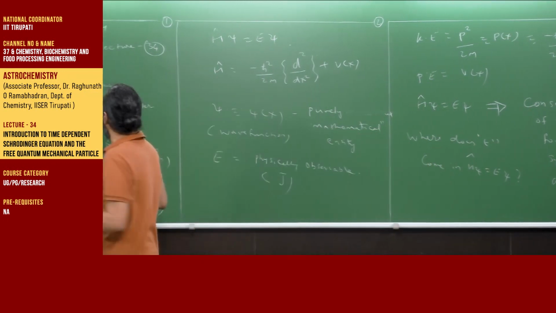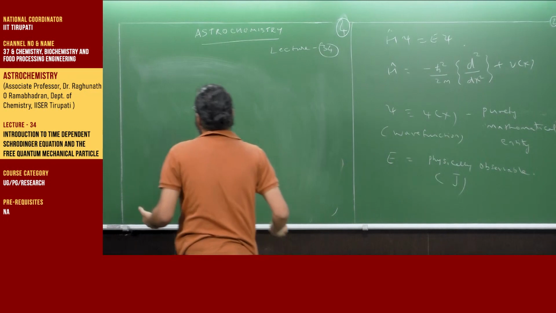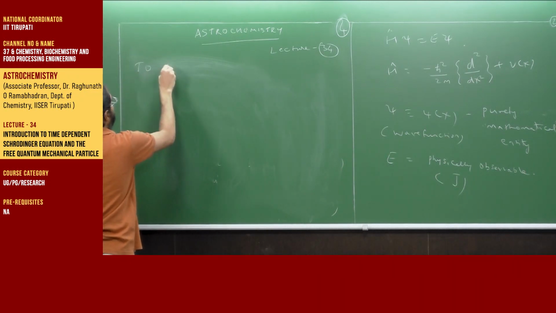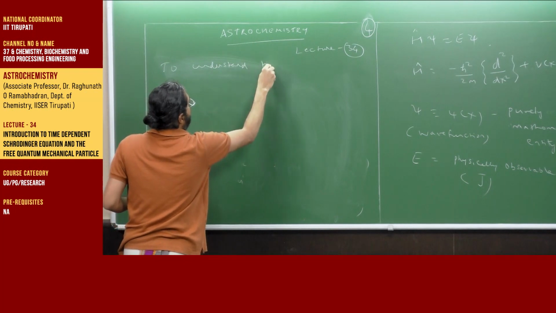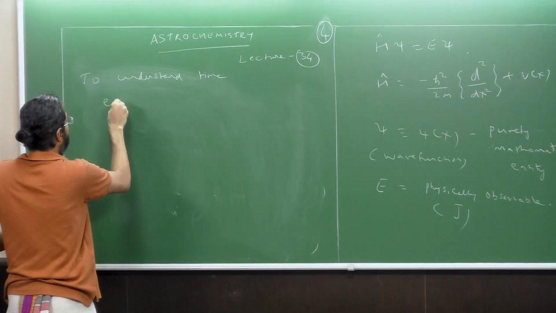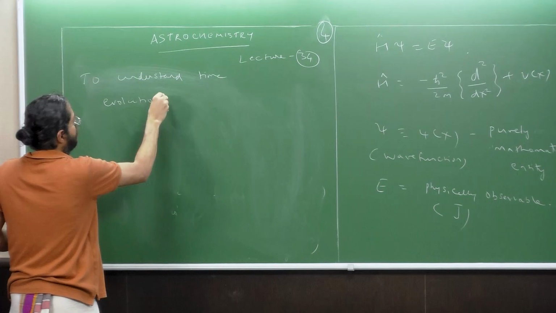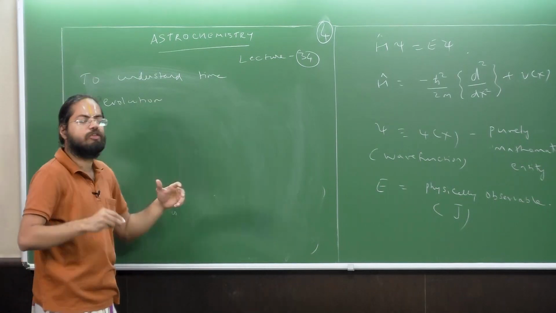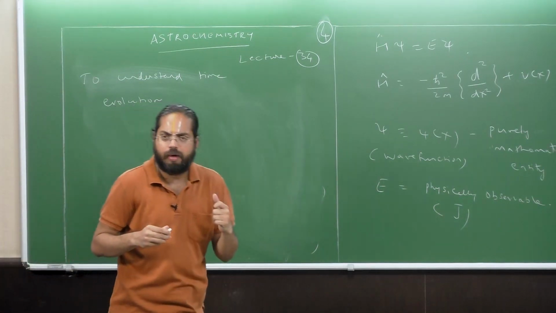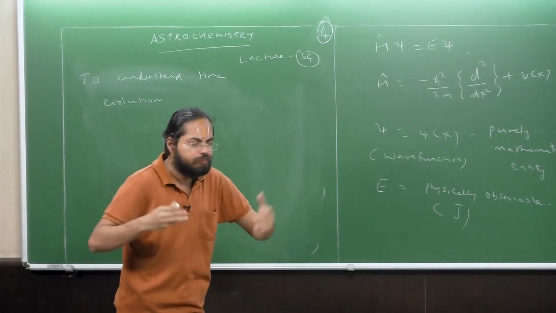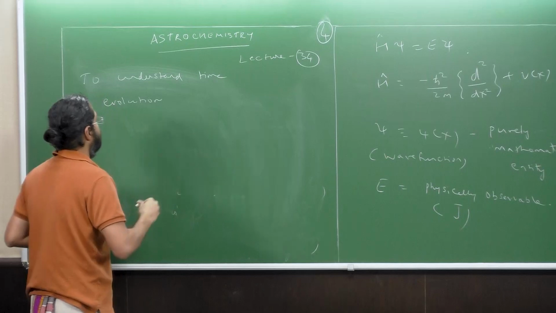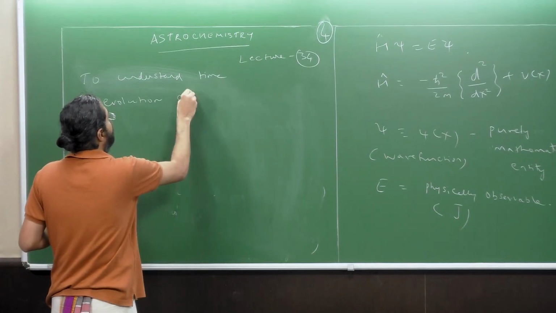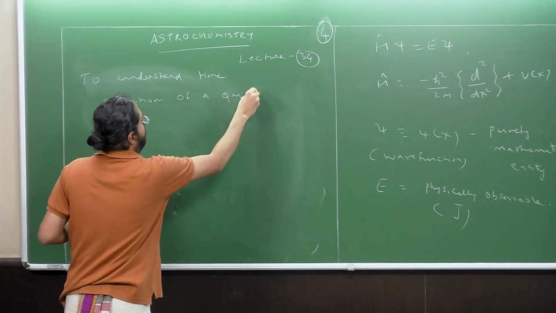I'll delete this part. So to understand time evolution, when I say time evolution, I'm just describing how the coordinates of any quantum mechanical system change with time. That's what I'm calling time evolution. Time evolution of a quantum mechanical system.